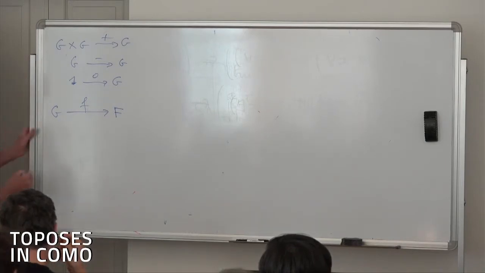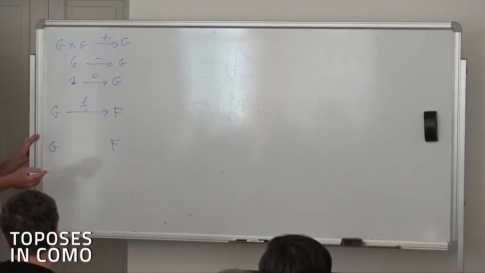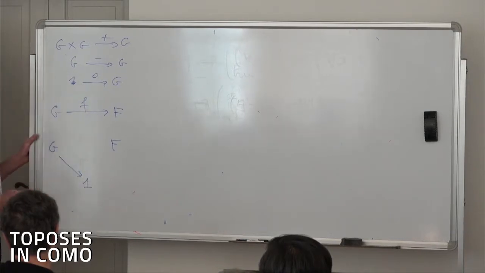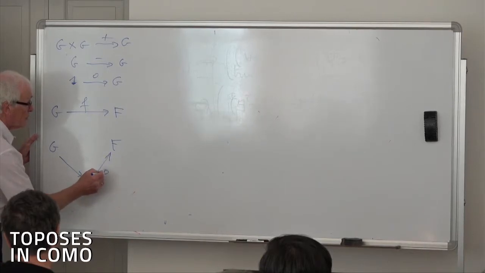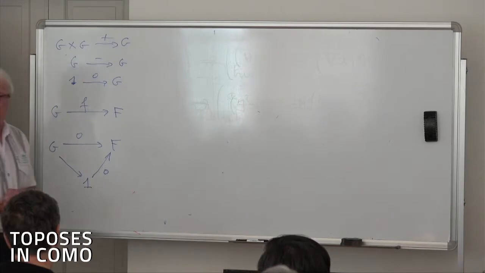Among all the morphisms, you have one which is very special, which is the zero morphism. So you take the unique mapping to the terminal object, you follow by the zero mapping, and you call this the zero morphism between the two groups. All right?